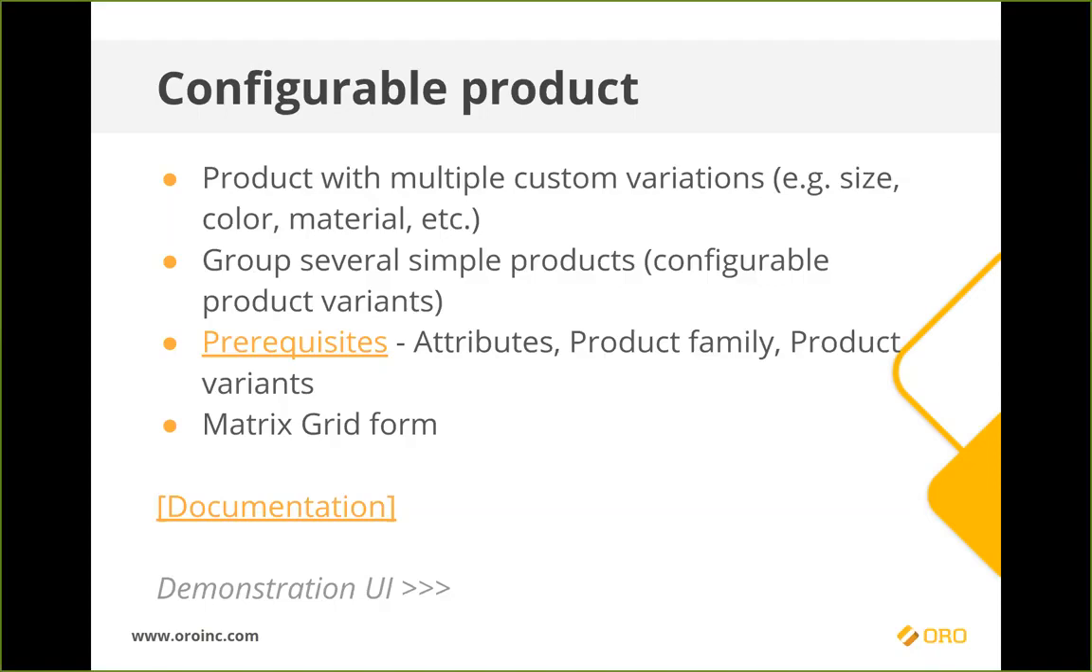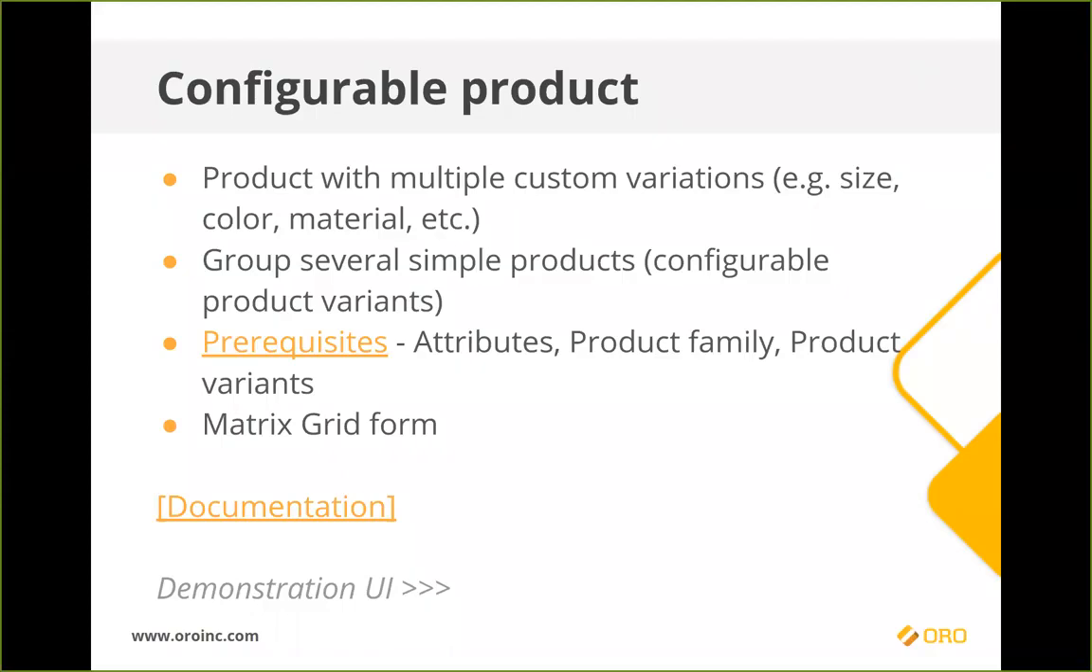A configurable product is used as a sort of umbrella or group for multiple product variants. There are several prerequisites for the configurable product in order for it to work properly. You have to have attributes with a type Boolean or select, and these attributes will be used by the application to distinguish variants and find the appropriate value using the combination of these attributes. Pay attention that this combination has to be unique.